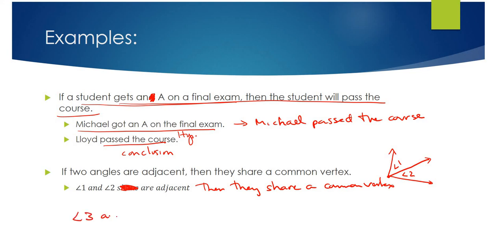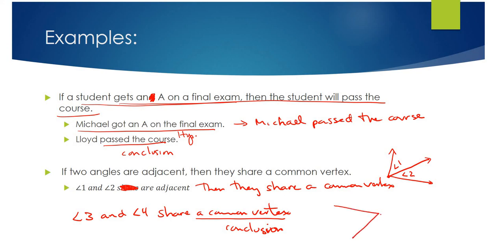Okay. What if I said angle 3 and angle 4 share a common vertex? Can I reach the conclusion that they are adjacent? No. Again, this is already my conclusion. I don't know anything about the hypothesis. As a matter of fact, I could give a counterexample. Here are two angles. If this is angle 3 and this is angle 4, they share a common vertex, but they are not adjacent. Okay, getting the idea?